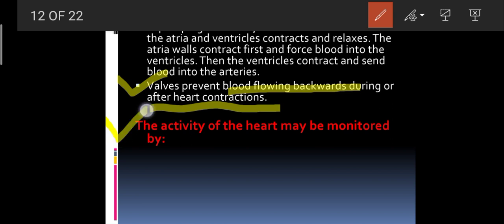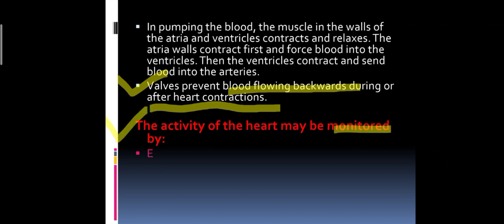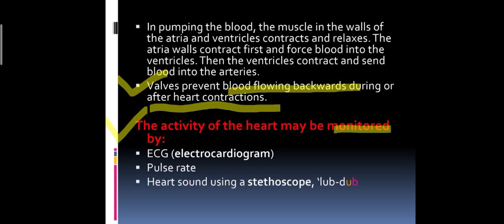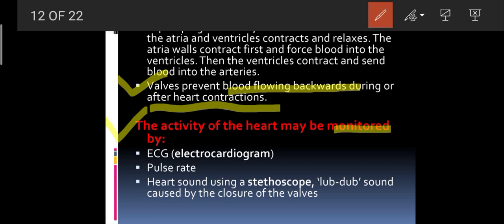The activity of the heart can be monitored by ECG, which is known as electrocardiogram, pulse rate, and also the heart sound. And heart sound can be detected by using a stethoscope. A lub-dub sound is produced and it is caused by the closure of the valves.